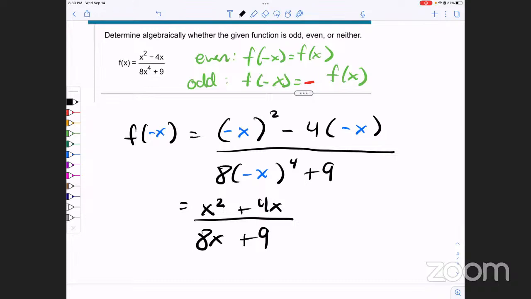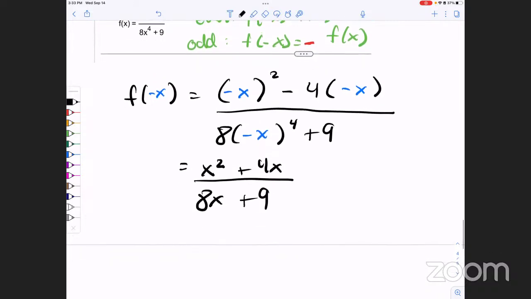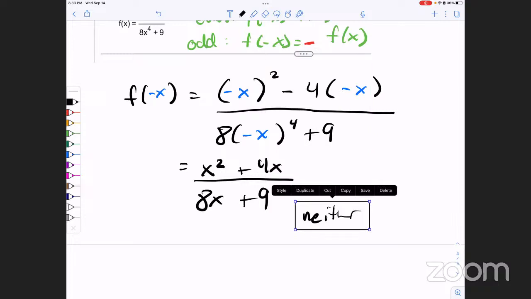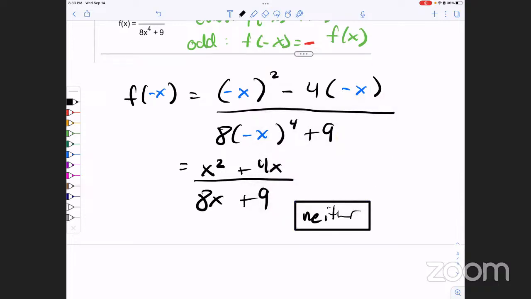Right, because this is not the original. And if we try to factor out a -1, we can't get back to the original. So this is an example of something that's neither. Okay, so we got neither for that one.